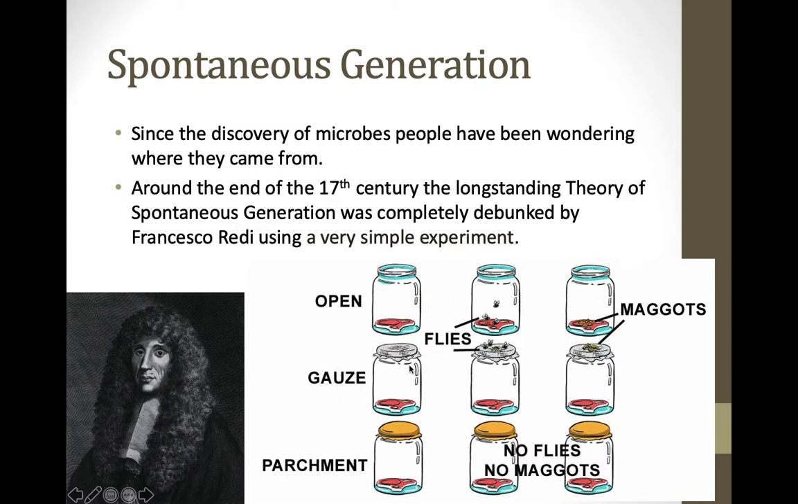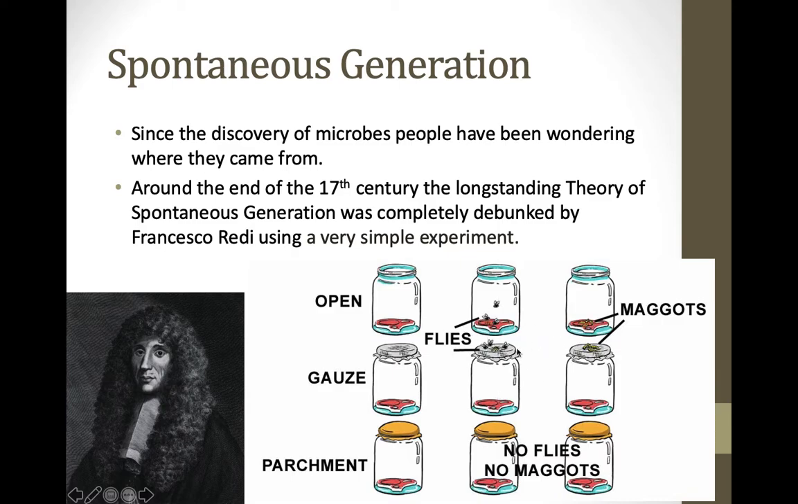The gauze jar, the flies would be attracted to the scent of the decaying meat. They can't get to the meat. They will land on the surface of the gauze and lay their eggs. He watched this happen. He watched the maggots never develop from the meat itself, but he watched them develop on the top of the jar. They never got to the meat. They never came from the meat. They came from the flies. This was the link that he needed right there.